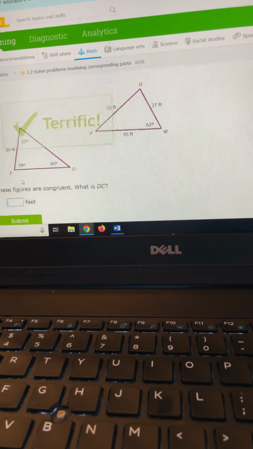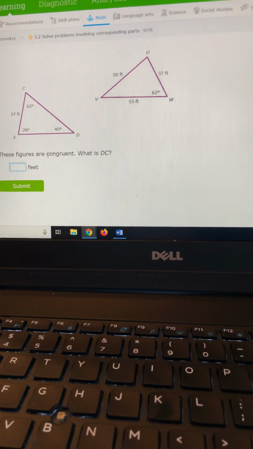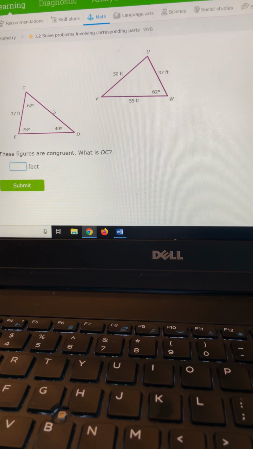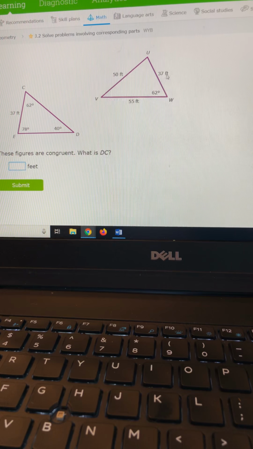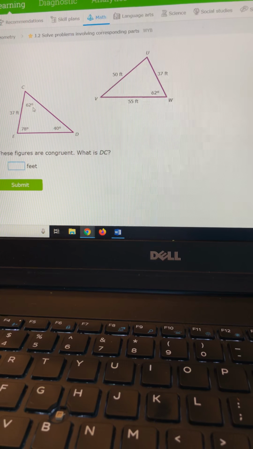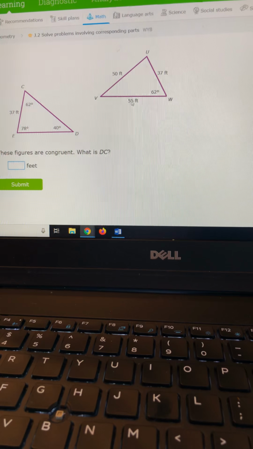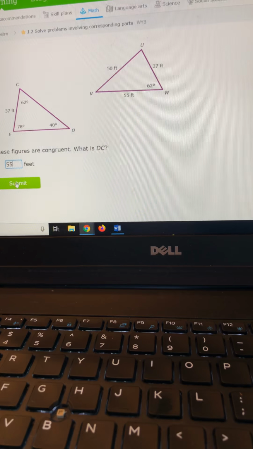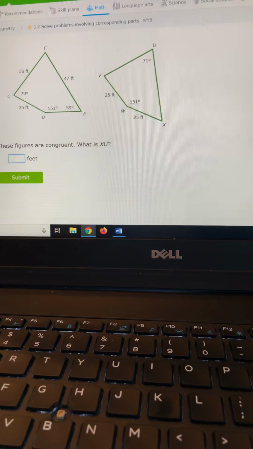Submit. Okay. If these figures are congruent, what's the length of DC? So D to C is here. Okay. We've got the 37. Okay, 37's right there. 62 degrees is right here. And then next would be our C to D, which is 55. Submit. Okay. So not bad.